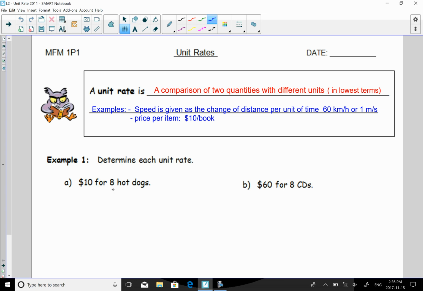A says $10 for 8 hot dogs. So I got $10 for 8 hot dogs. Divide 10 by 8 and you'll get how much one hot dog costs. So you'll get that 10 divided by 8 is 1.25 per hot dog.